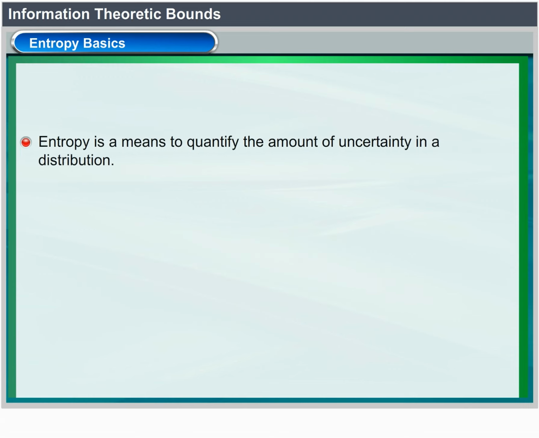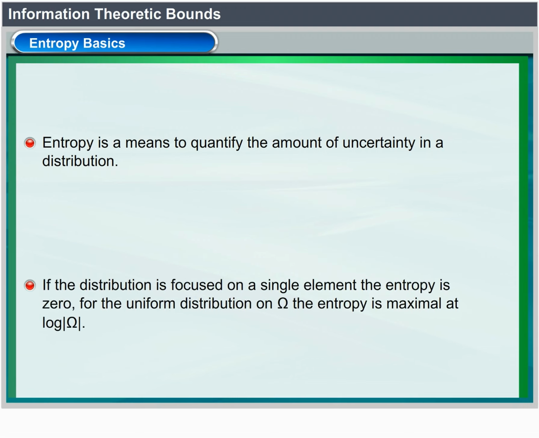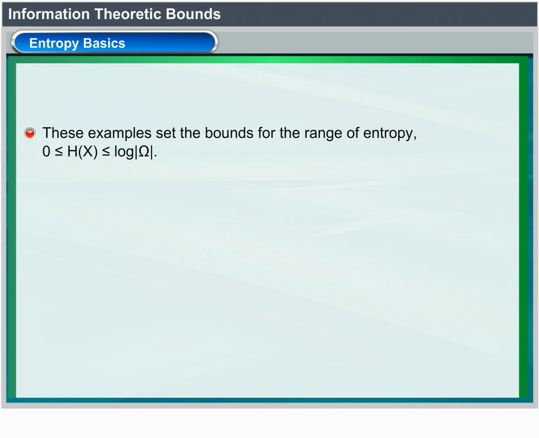Entropy is a means to quantify the amount of uncertainty in a distribution. If the distribution is focused on a single element, the entropy is 0. For the uniform distribution on omega, the entropy is maximal at log of the size of omega. These examples set the bounds for the range of entropy: H of x lies between 0 and log of the size of omega.